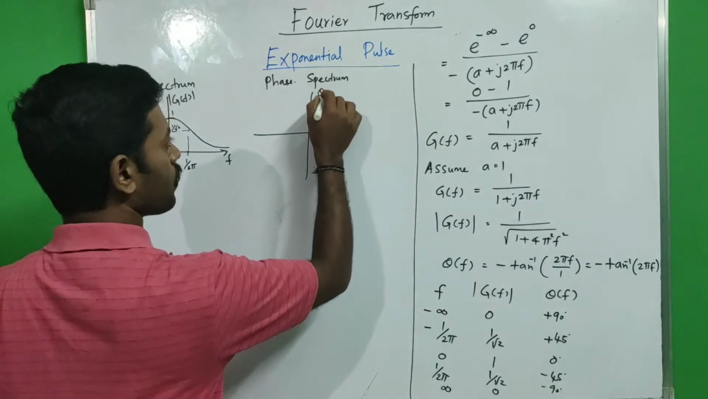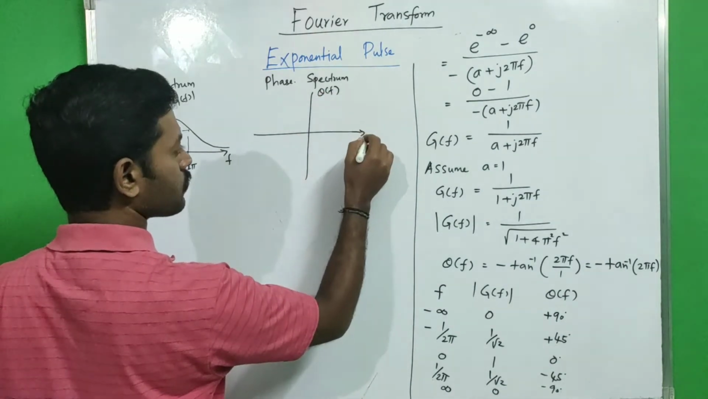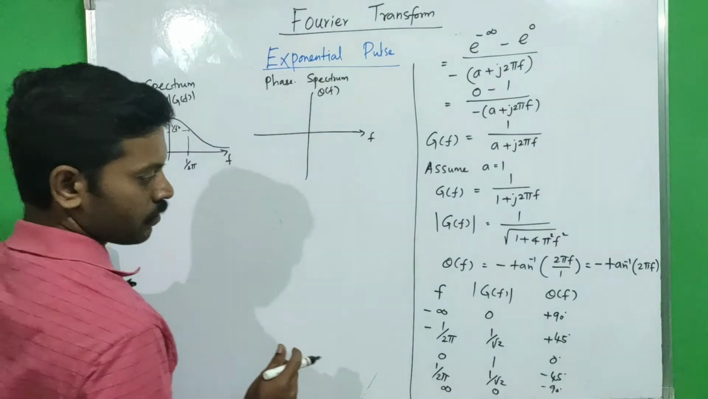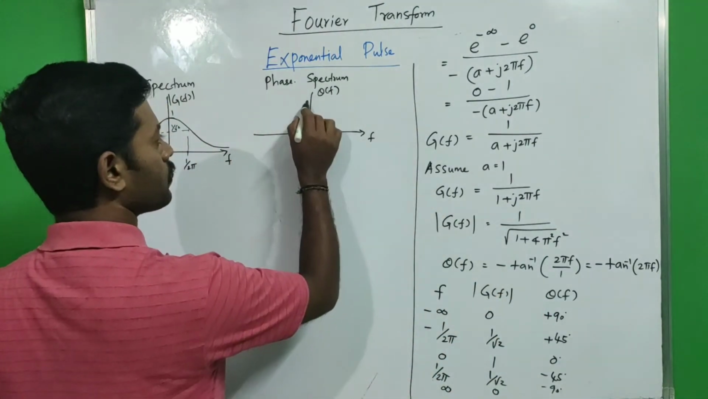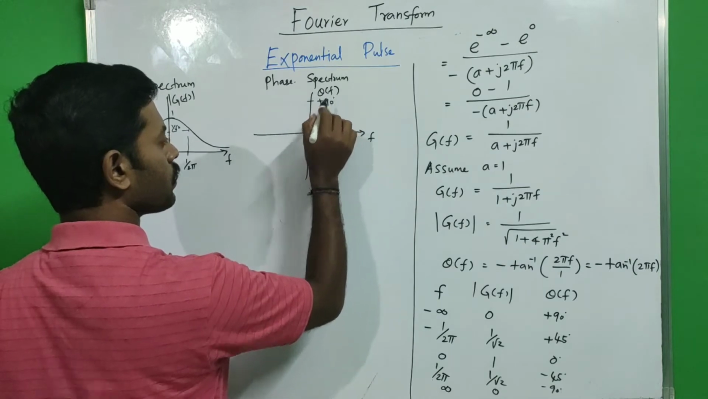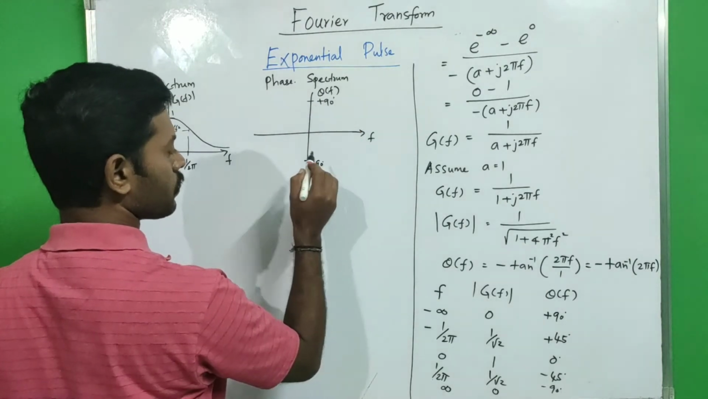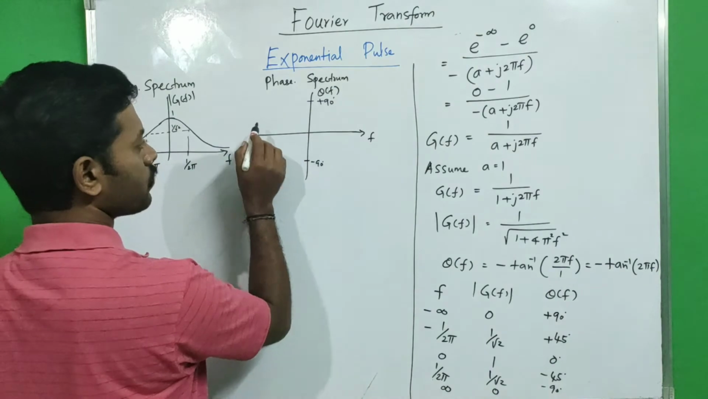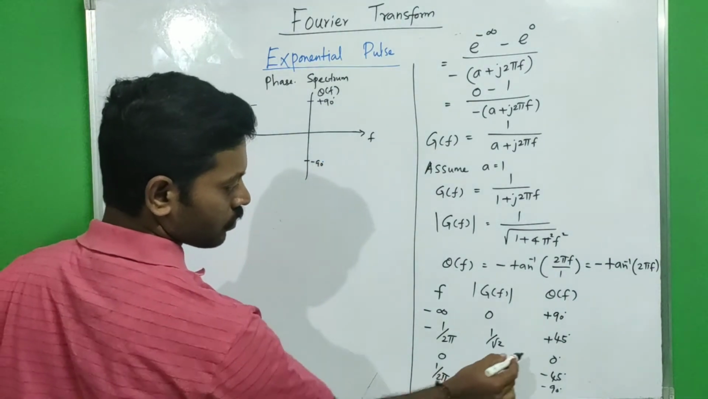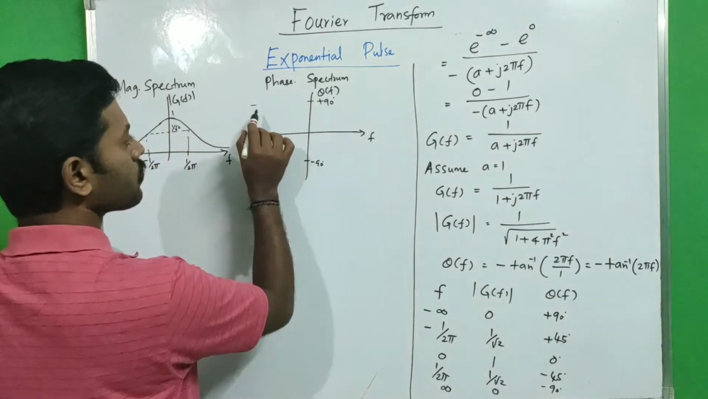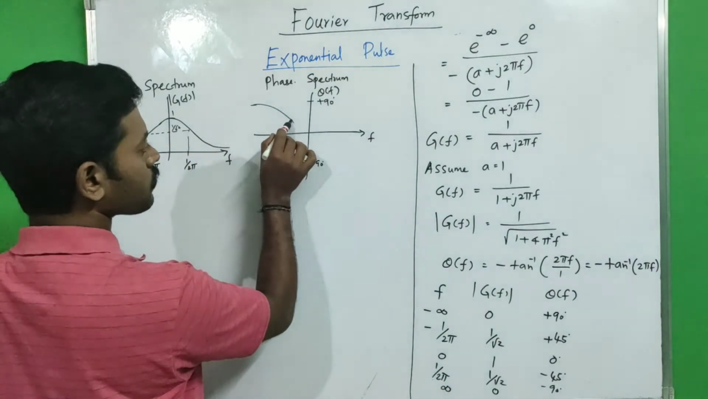Y-axis theta f, x-axis f. When f equal to minus infinity, theta equal to plus 90 degree. So here plus 90 degree and here minus 90 degree. Similarly, when f equal to 0, theta is 0 degree. So it will come like this.